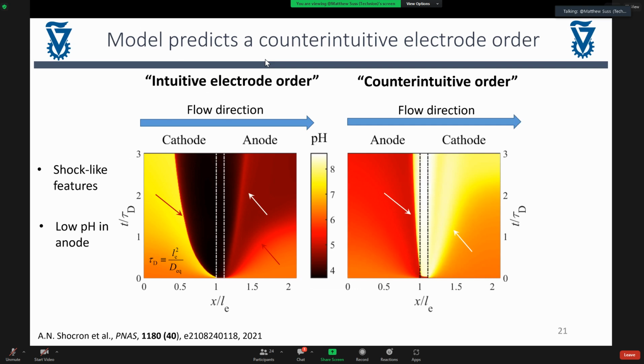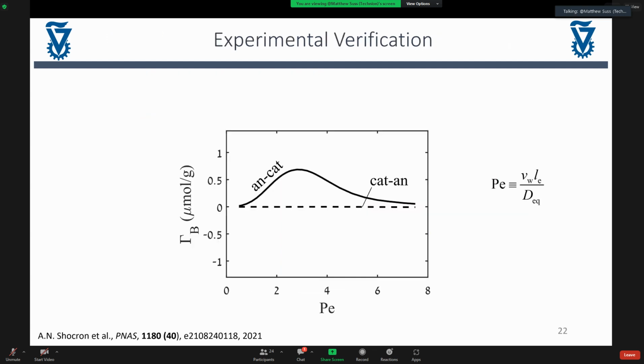But if we do the opposite, if we put the anode upstream instead of the cathode, so we just flip the order of the electrodes, now we see something that looks like it'll work. Now we see a high pH zone in the anode. There's a thin region in the anode, just next to the separator, which is a high pH zone. That's the right condition for dissociating and storing the boron anion. So that's what the model said.